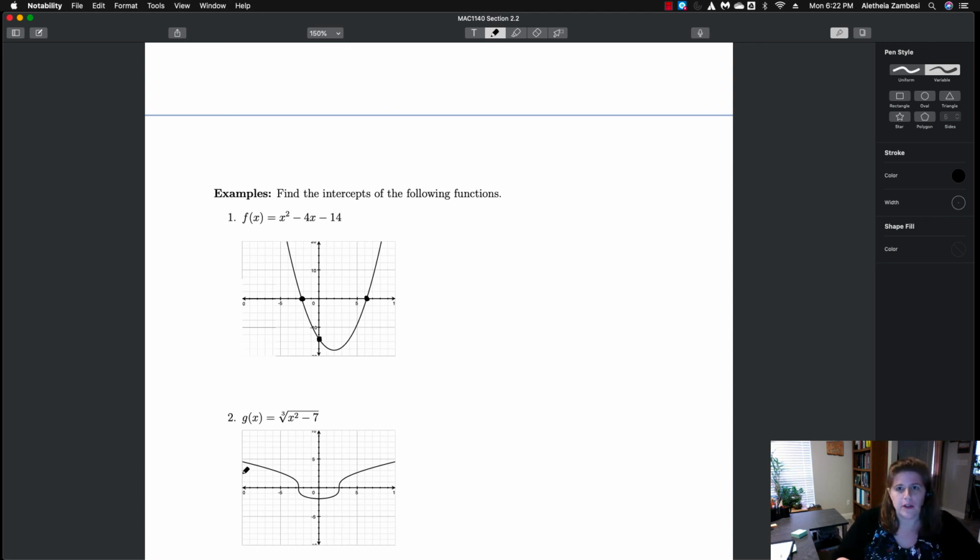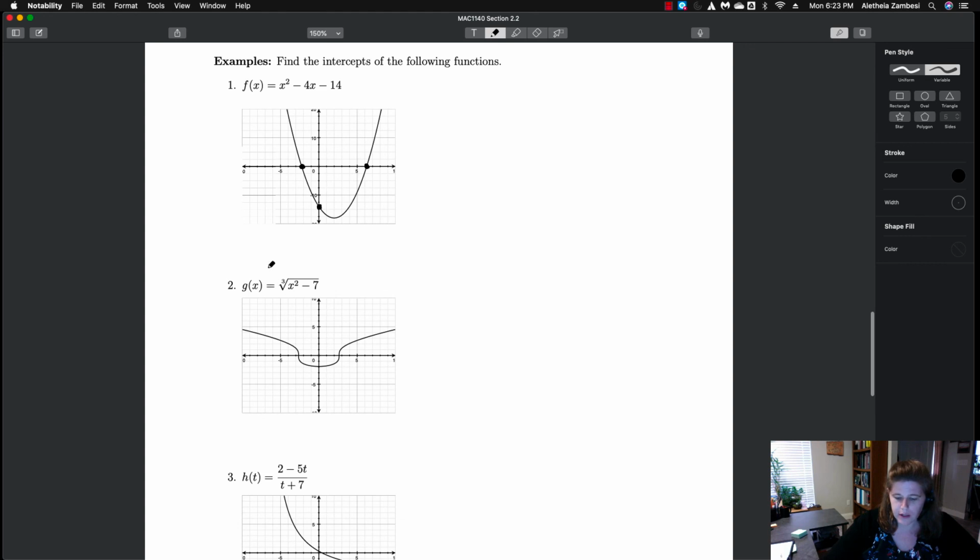Now remember, we learned in an earlier section that we can plug in 0 for x and y to find our intercept points. You'll have to identify them on the graph for this section, but you will not have to plug them in here.